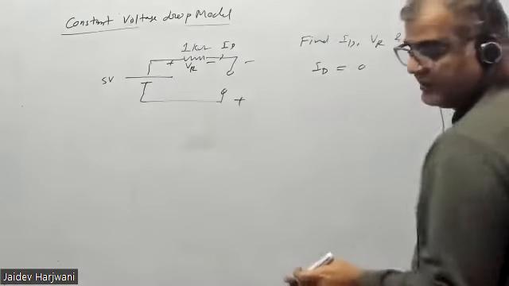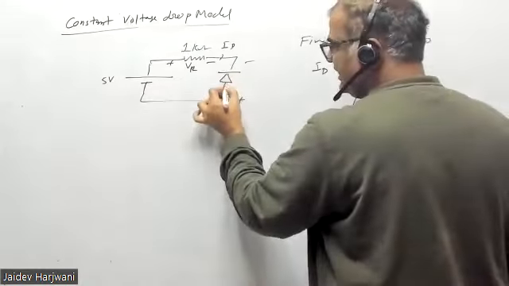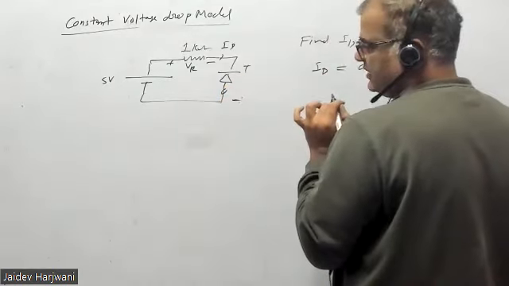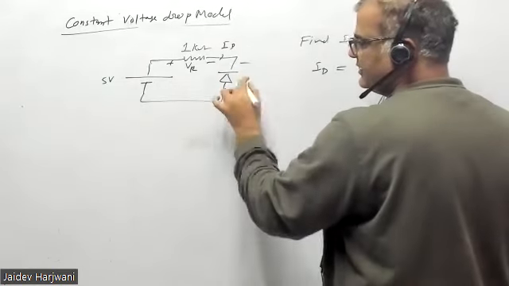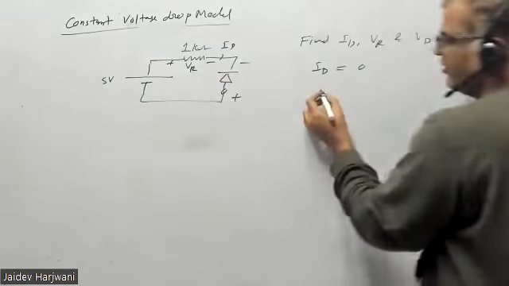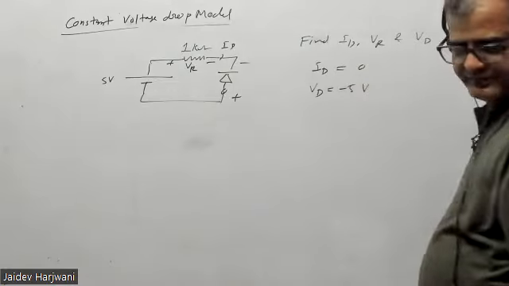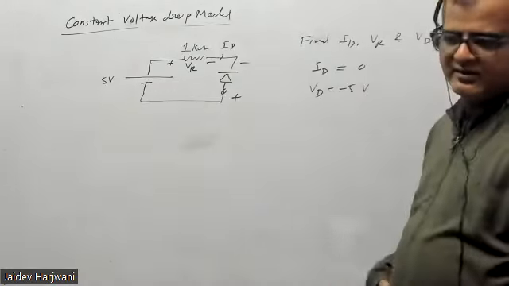So VD, see, define in the question how VD they defined. If VD is defined like this, then it is 5 volt. But if they are measuring VD like this, generally we measure VD with P with respect to N. So VD will be now how much? Minus 5 volt. If minus is there, then only it is reverse bias, na?